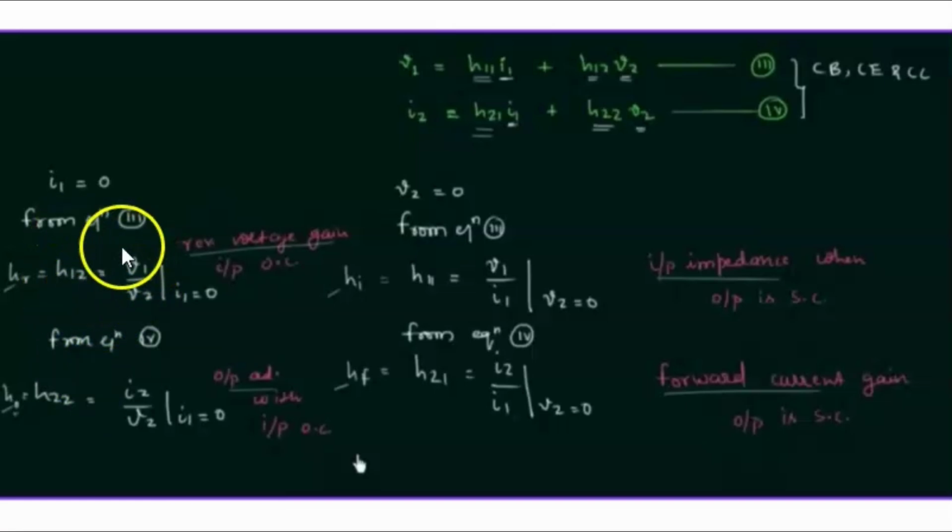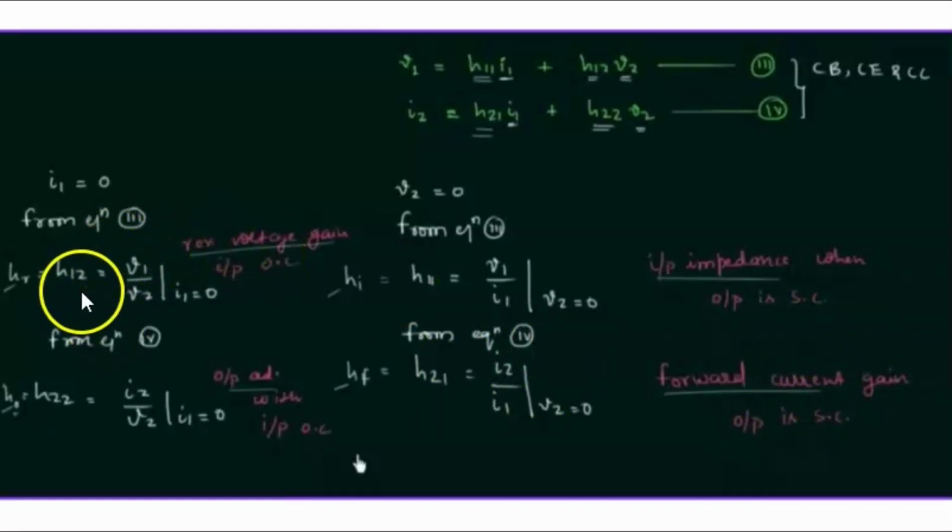So H12 is going to be equal to V1 by V2 when our I1 is equal to 0, and H22 is going to be equal to I2 by V2 when our I1 is equal to 0. अब यहाँ पे हम लोग we are going to call H11 as the input impedance when our output is short circuited. We are going to call H21 as the forward current gain when our output is short circuited.